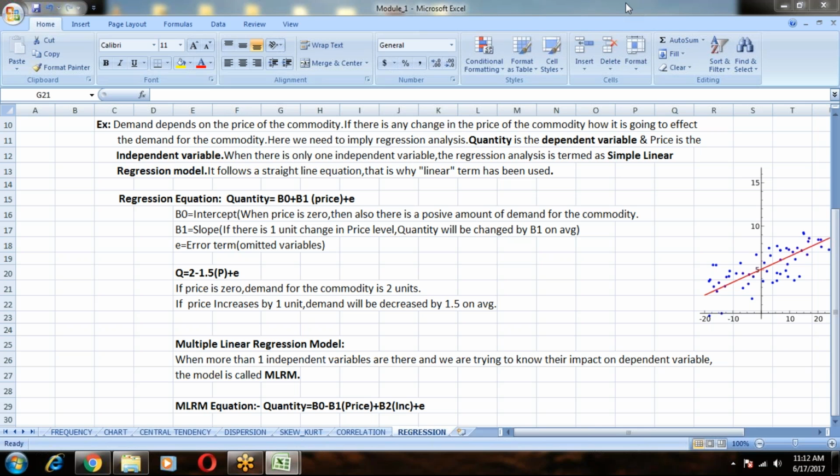Have you got my point, guys? This regression part is very, very important.